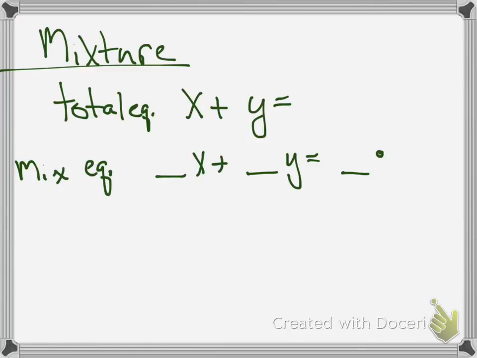Mixture, you have a total equation. X plus y equals sum total. And then you have a mix equation. Something times x plus something times y equals something times something else. I know that's a lot of somethings, but it's always going to be x plus y. So let's look at what I mean by that.